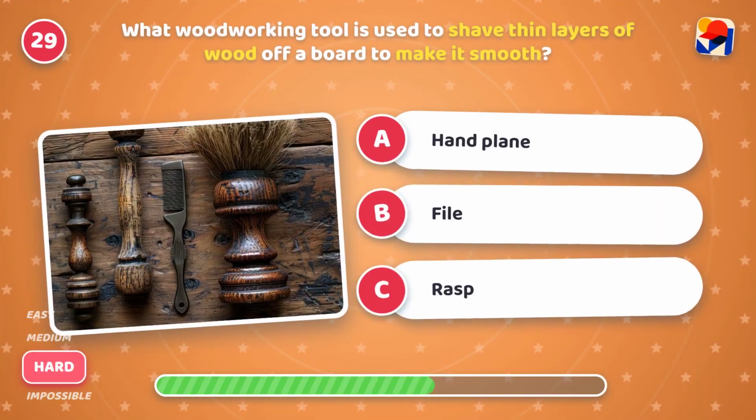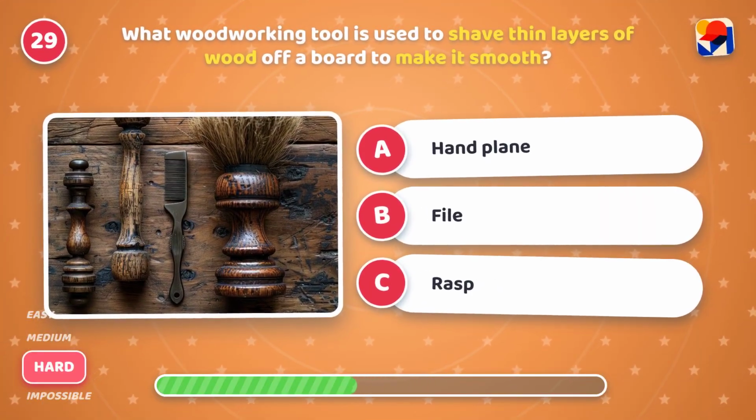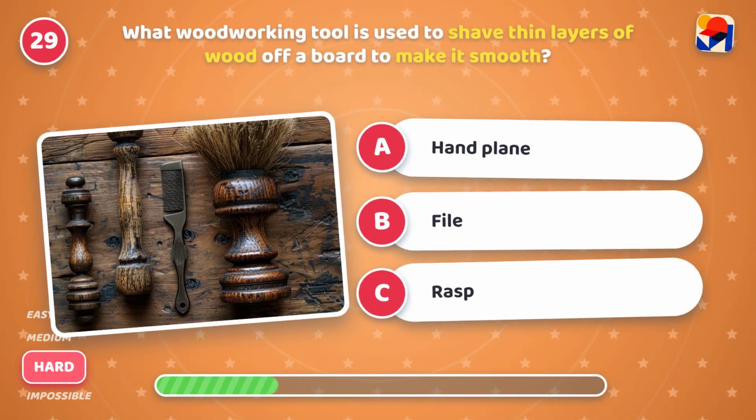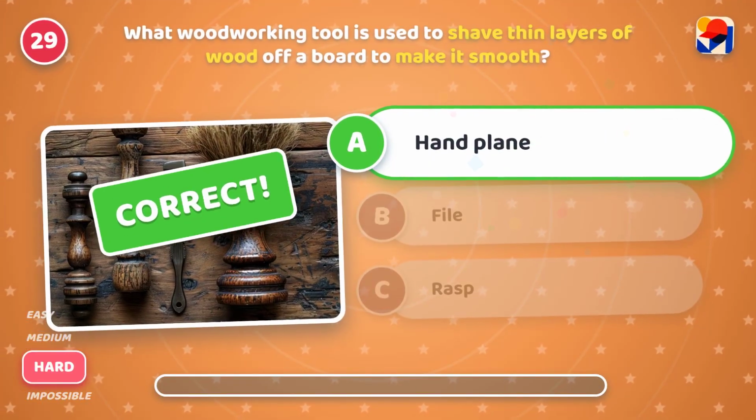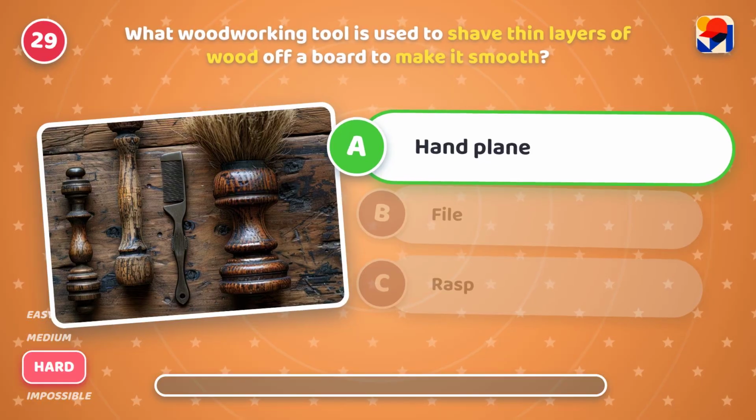What woodworking tool is used to shave thin layers of wood off a board to make it smooth? Is it A, hand plane, B, file, or C, rasp? It's A, hand plane. It shaves wood smooth.